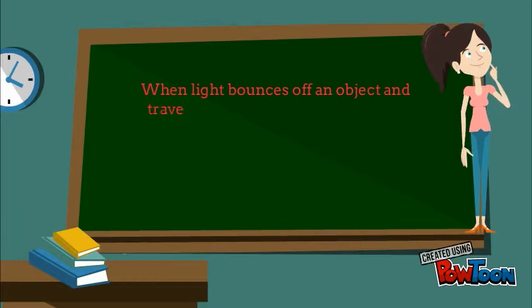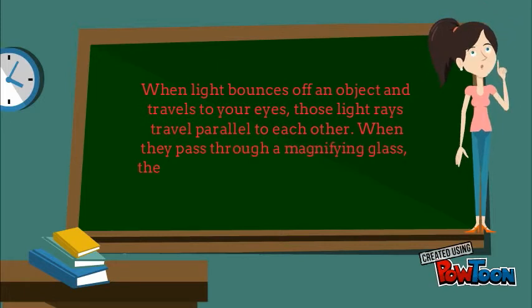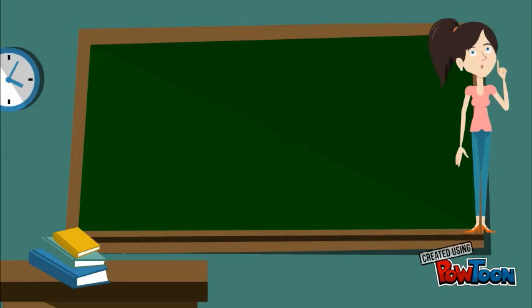When light bounces off an object and travels to your eyes, those light rays travel parallel to each other. When they pass through a magnifying glass, the convex lens bends the parallel rays so they can converge and create a virtual image on our eye's retina.